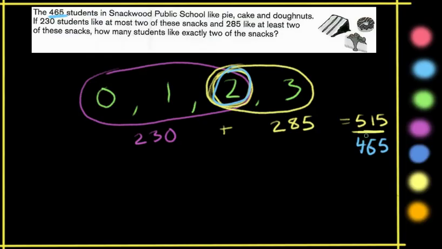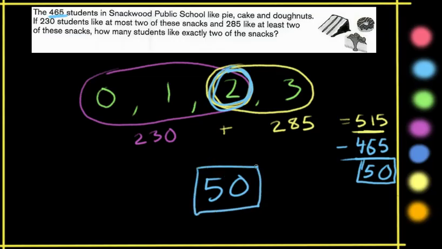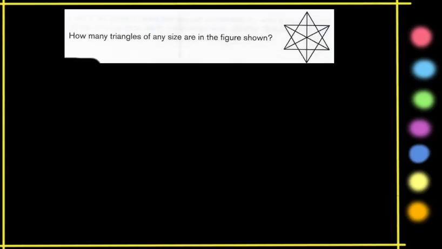So we can just subtract these 2 numbers, and that's going to give me 50. That's the number of students that we've double counted. And that is the number of students that like exactly 2 of the snacks. So that is our final answer, 50. Okay, let's move on to the next one.